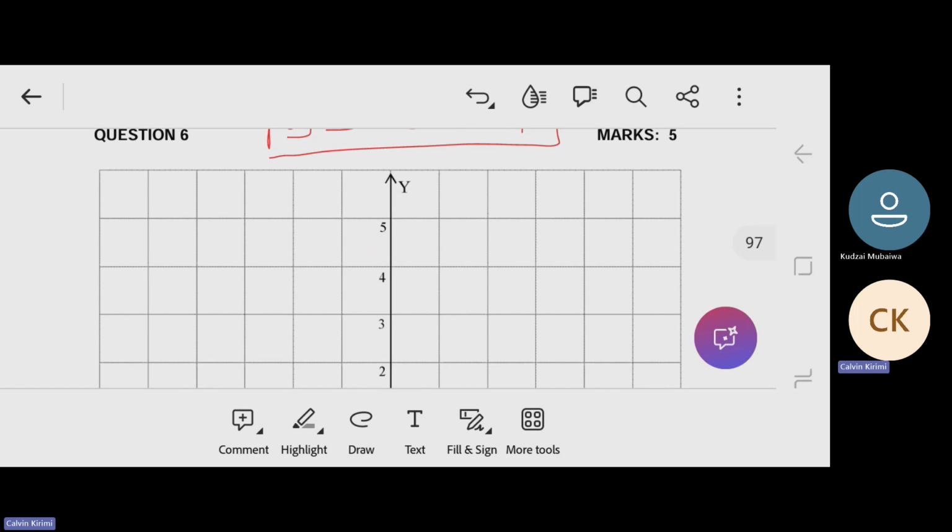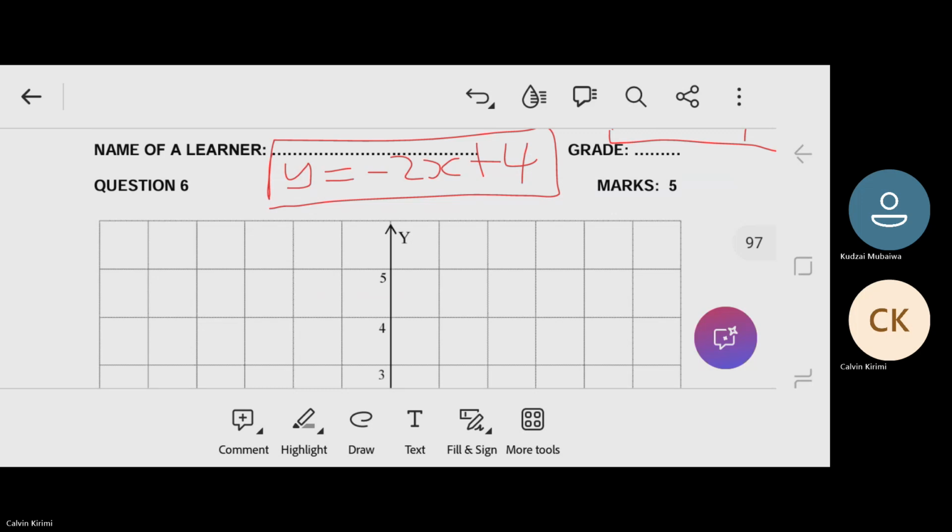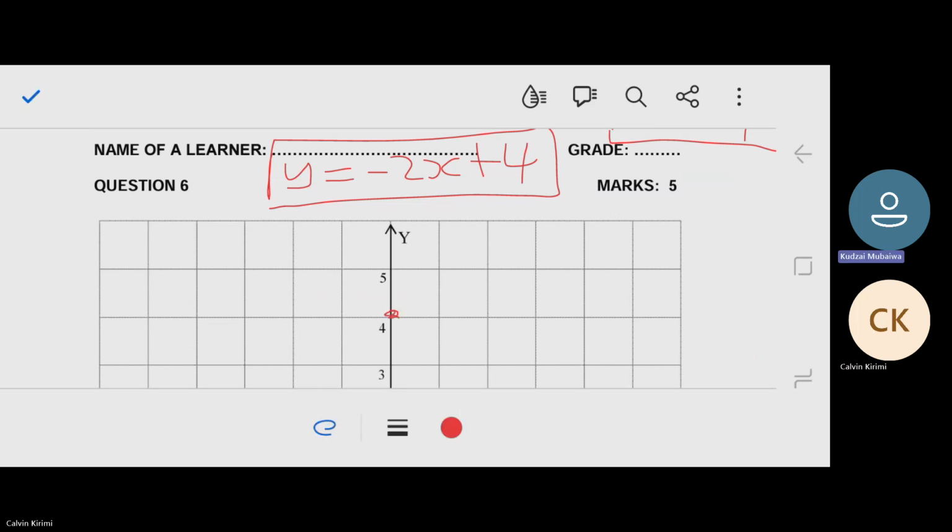So did you calculate what is the y-intercept? So we know the x-intercept is what? It's 4, the x-intercept. I mean, the y-intercept is 4. The x-intercept is what? 0.